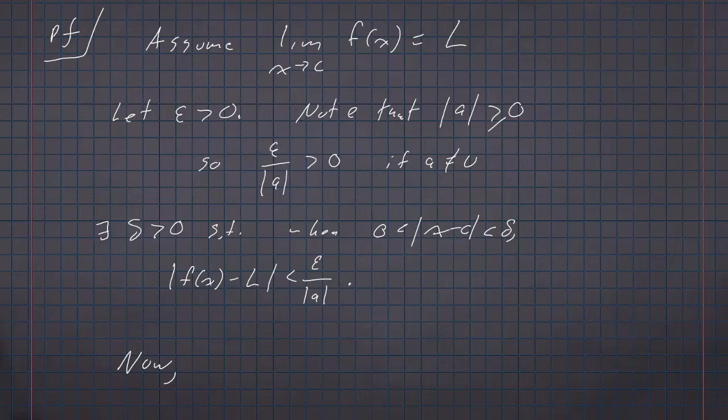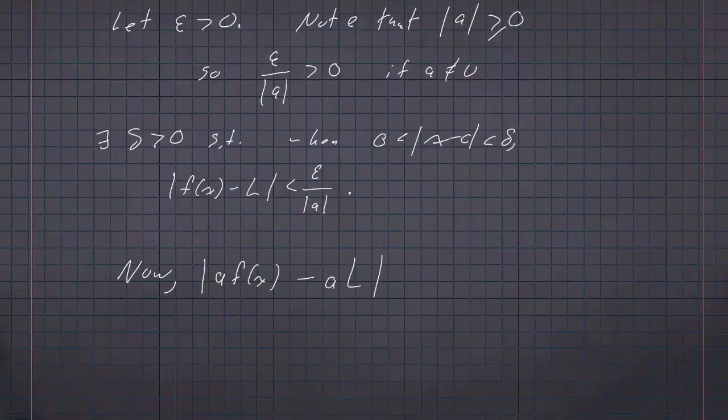Now, we are looking for the limit as x approaches c of a times f of x, which means we want the absolute value of a times f of x minus, and the theorem claimed that this was going to come out to be a times the limit. So that's a times L. And we can factor out the absolute value of a.